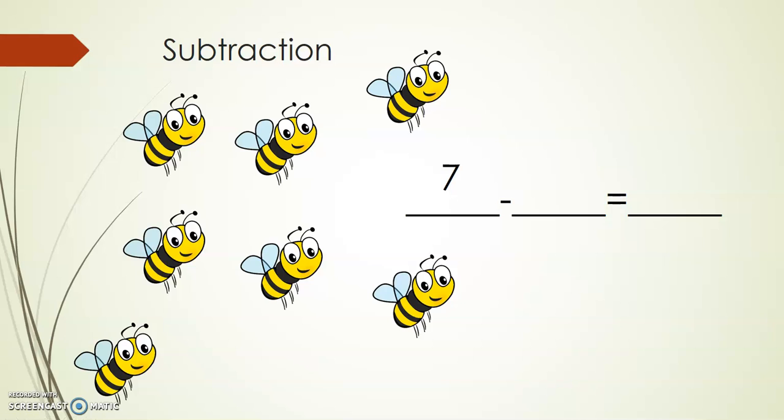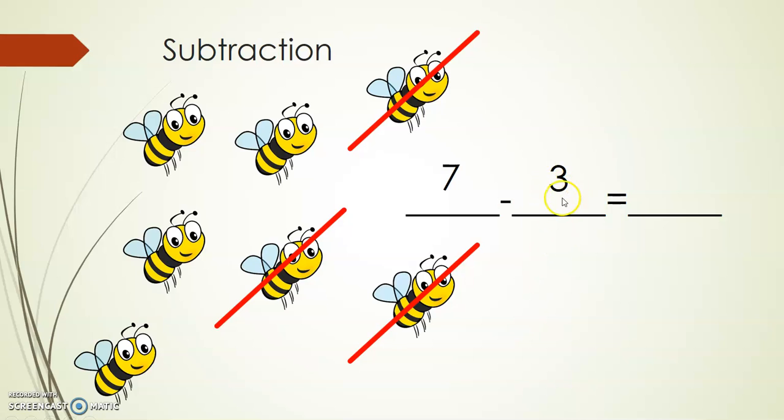All right, so 7 bumblebees. And then, how many did I cross out? 1, 2, 3. There are 7 bumblebees, and 3 flew back to the hive. So 7 take away how many? 3. 7 take away 3.